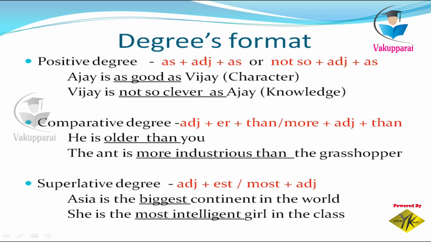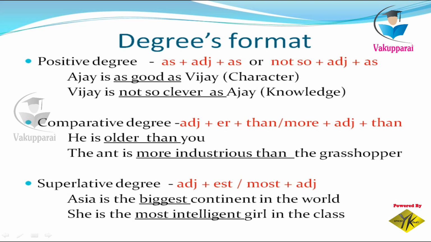I give an example here. Ajay is as good as Vijay. Here the person Ajay is compared with Vijay according to their qualities. So good is an adjective here. Ajay is as good as Vijay. So here both are equal in character. Next, in the next sentence, Vijay is not so clever as Ajay.